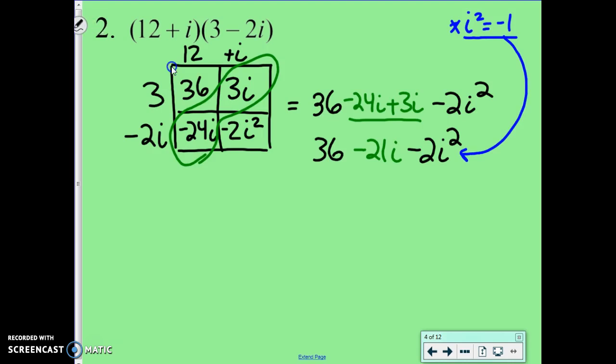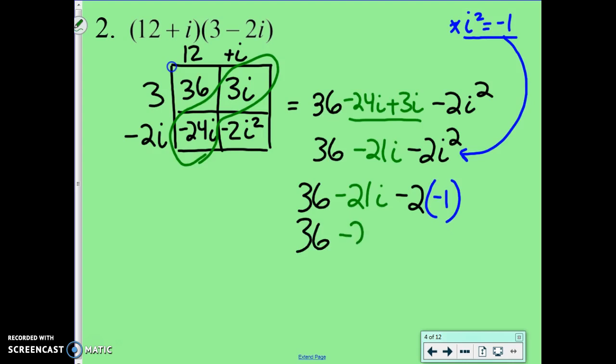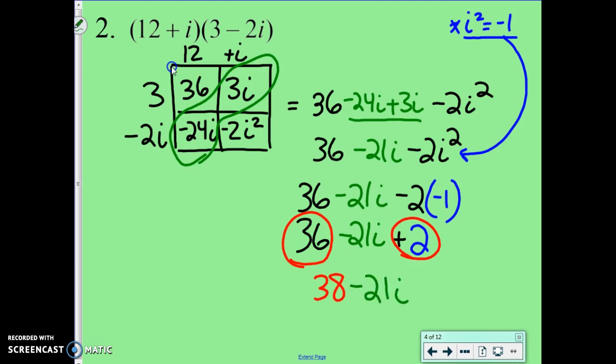And what I get is 36 minus 21i minus 2 multiplied by negative 1. Continuing on, I get 36, still minus 21i, now plus 2. Negative 1 times negative 2 gives me plus 2. I realize I have like terms between 36 and 2. I combine them and I get my final answer of 38 minus 21i.